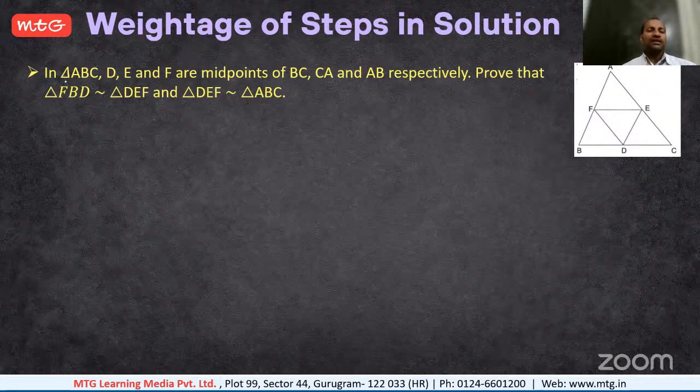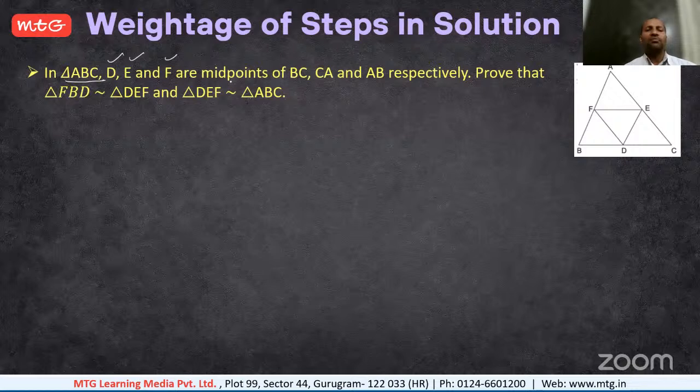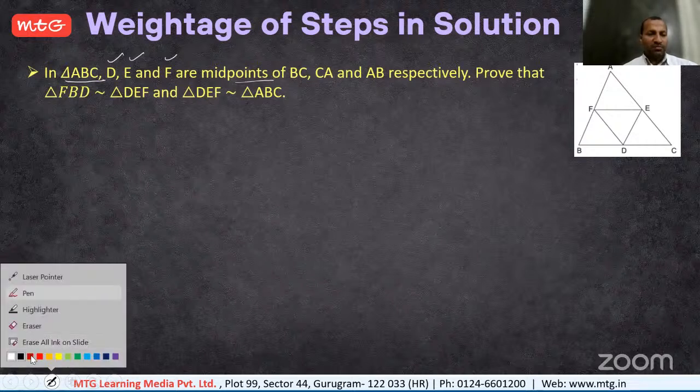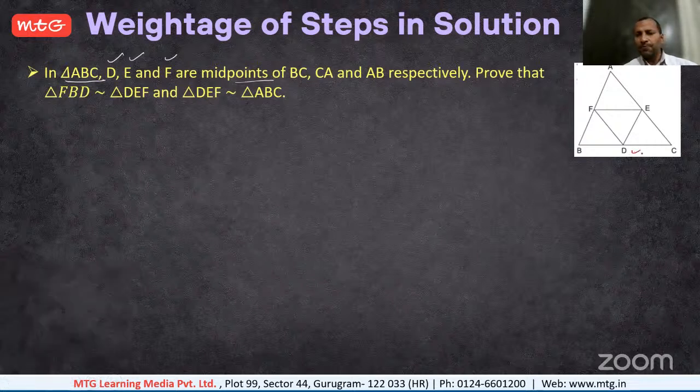So here it says this is a triangle ABC where D, E and F are midpoints. D is the midpoint of BC, okay? E is the midpoint of AC, and F is the midpoint of AB, okay? They are the midpoints. So now what do we have to prove?